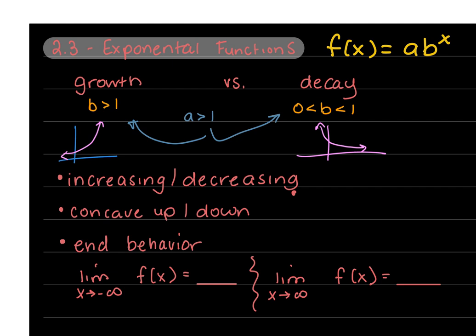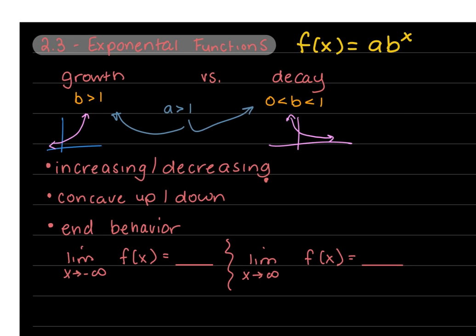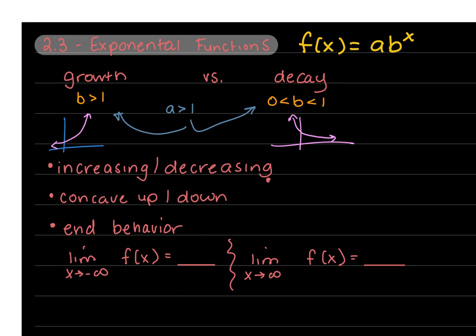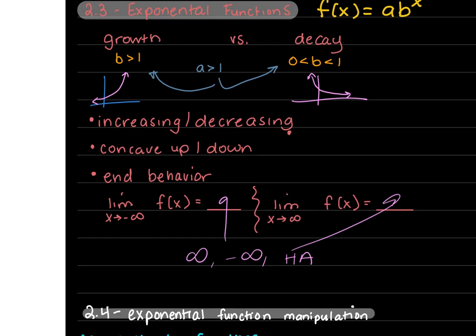Just like from the notes in this section, it's going to ask you whether it's increasing or decreasing, and whether it's concave up or concave down. And then it's going to ask you to use limit notation to describe the end behavior. Remember, you're looking for a horizontal asymptote, right? So it's either equal to positive infinity, negative infinity, or wherever the horizontal asymptote is. So these are either going to be infinity, negative infinity, or the location of the horizontal asymptote. How do you know if something has a horizontal asymptote?